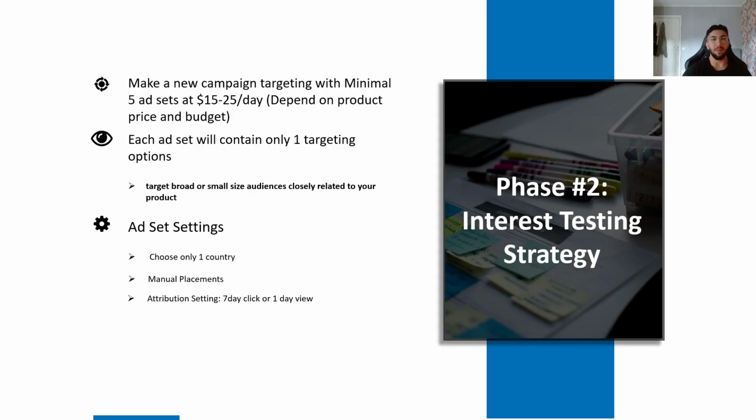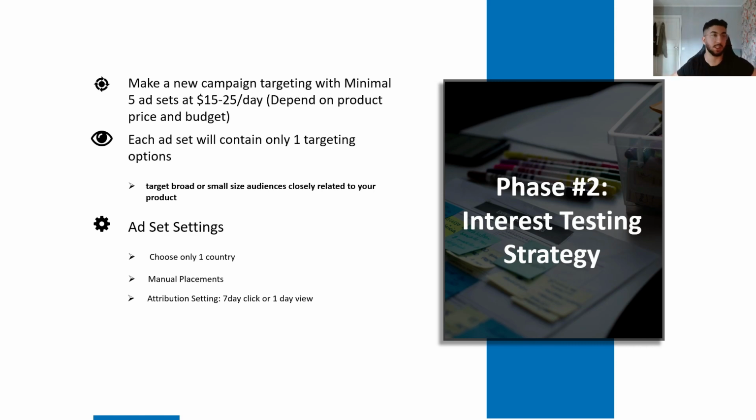Okay guys, so I'm back. Here you can see phase 2, my interest testing strategy: make a new campaign with a minimum of 5 ad sets at $15 to $25 a day, depending on your product price and budget. As I said, each ad set will contain only one targeting option. I will explain why, and there's a tip for you. For ad settings, choose only one country, manual placement, and attribution setting of 7-day click or 1-day view.